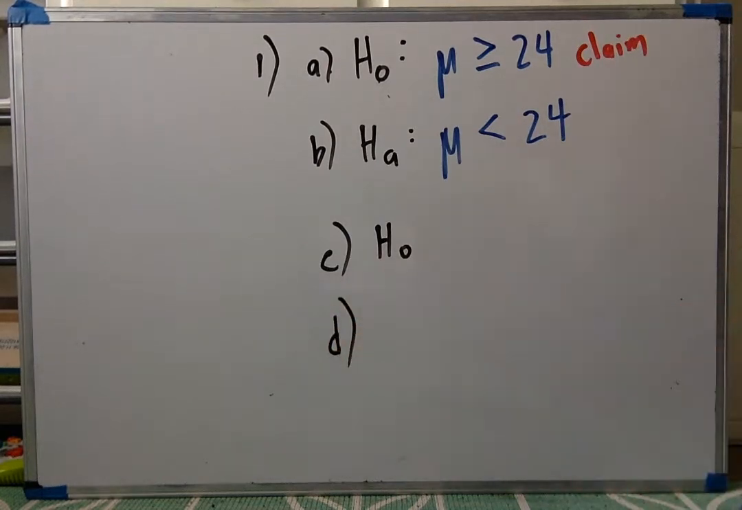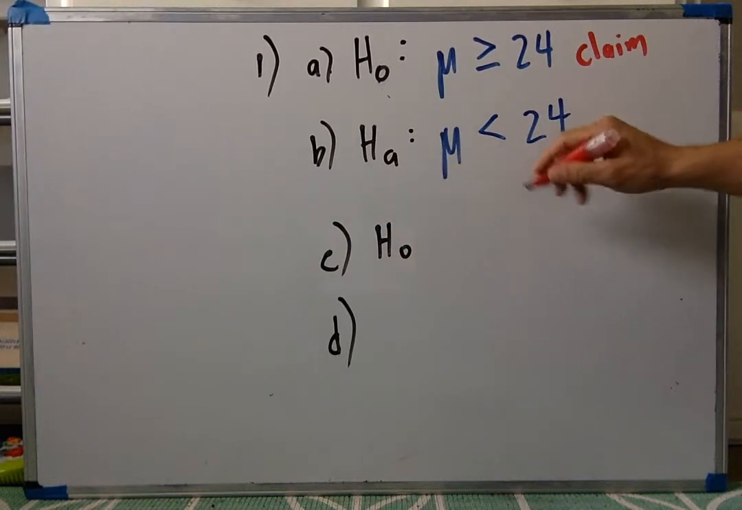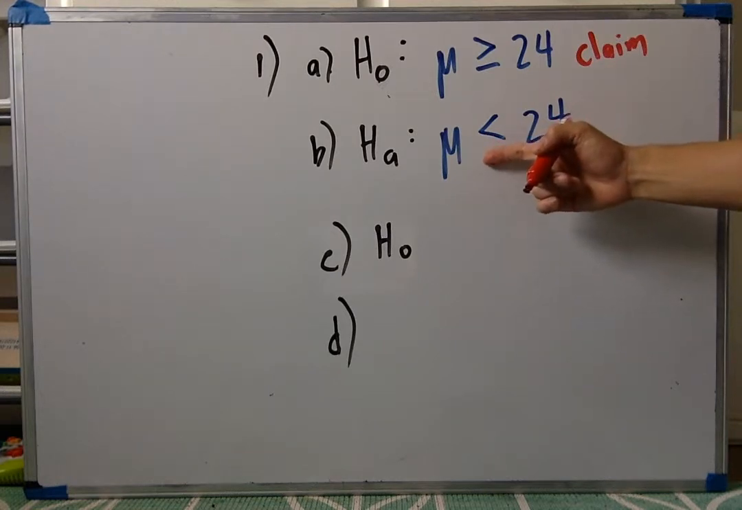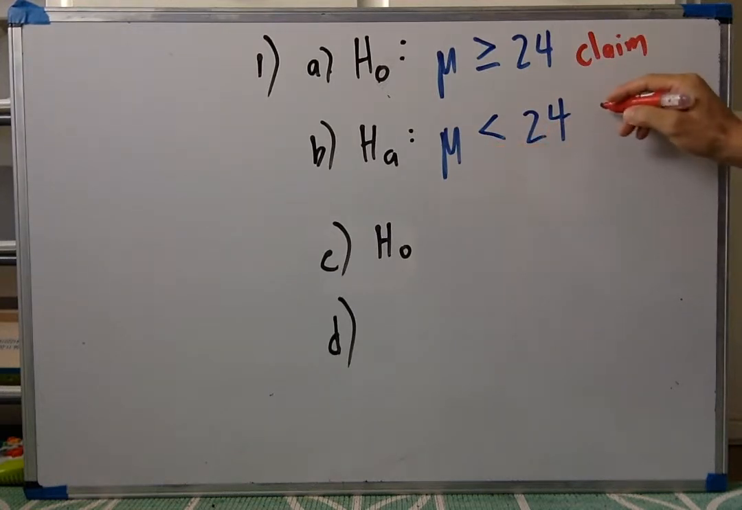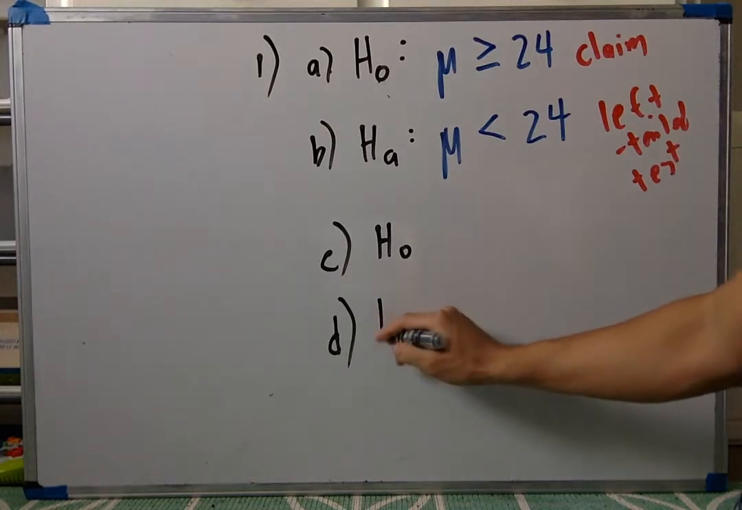And finally, letter D, which test should you use? To figure out which test I should use, what you want to look at is the alternative hypothesis. It's always the alternative hypothesis. And you look at the direction the inequality is pointing. So here, look, it's pointing to the left, right? That means this is a left tail test. So to answer letter D, I want to use the left tail test.